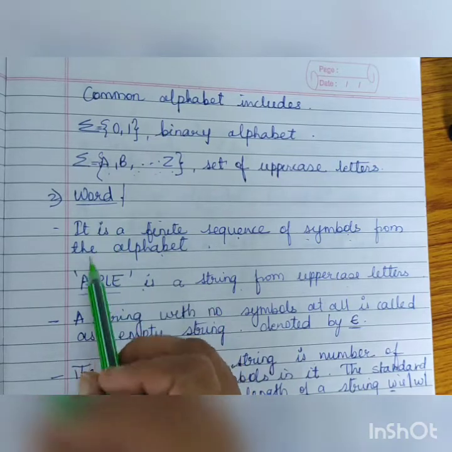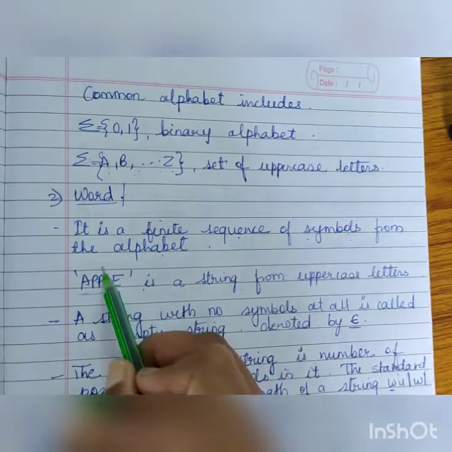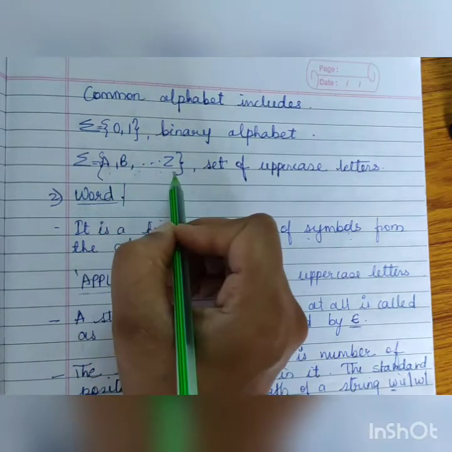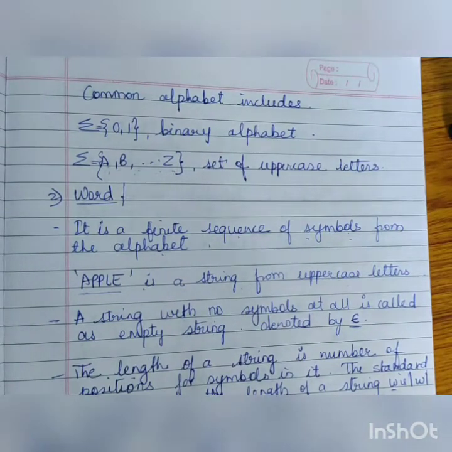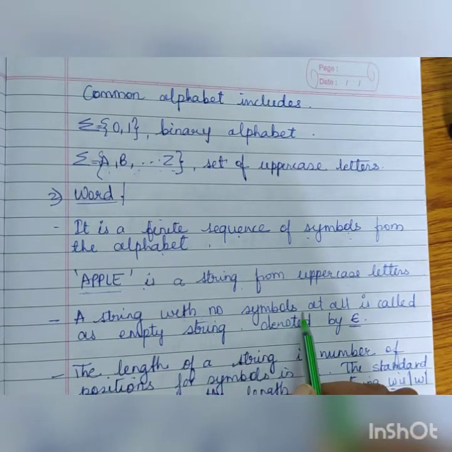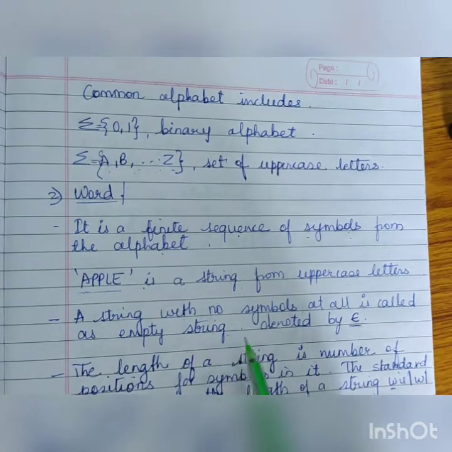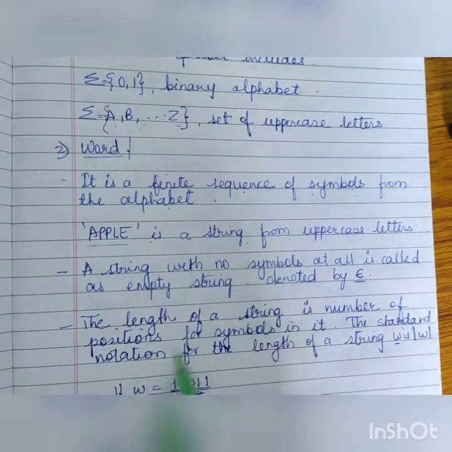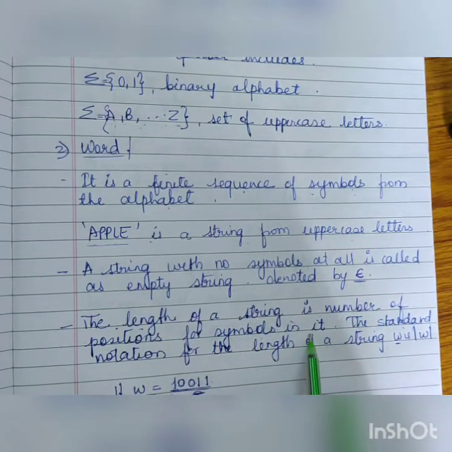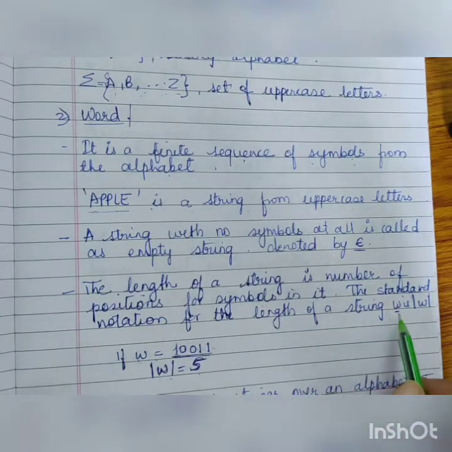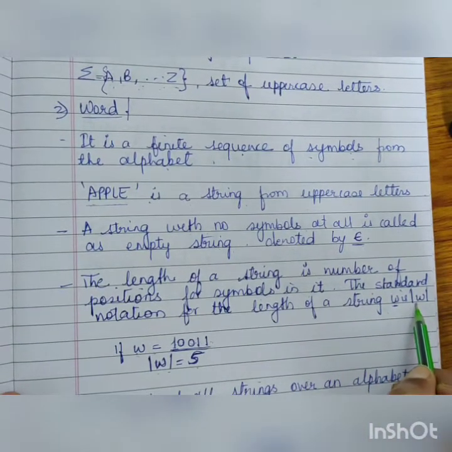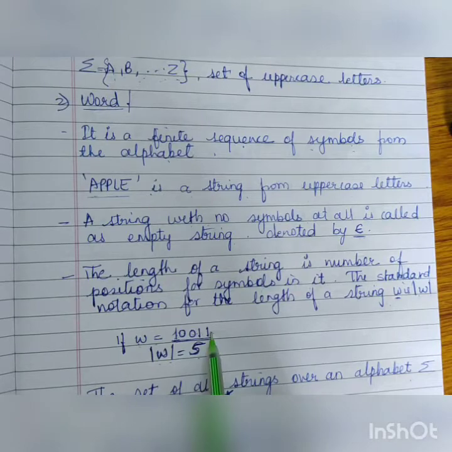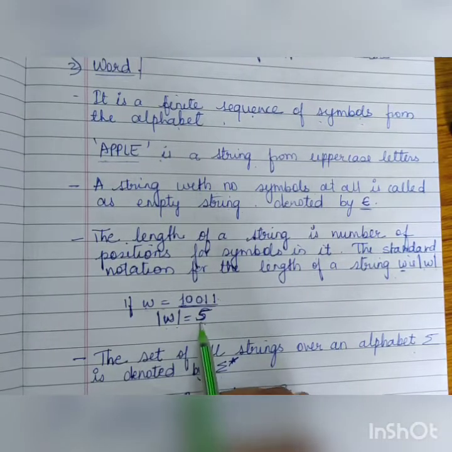Next term is word. It is a finite sequence of symbols from the alphabet. For example, apple. This is a string taken from the set of uppercase letters. A string with no symbols at all is called the empty string, and it is denoted by the symbol epsilon. The length of the string is the number of positions for the symbol in it. The standard notation for the length of the string W is writing W between two vertical bars. Here we have W having 5 binary numbers, so the length is 5.